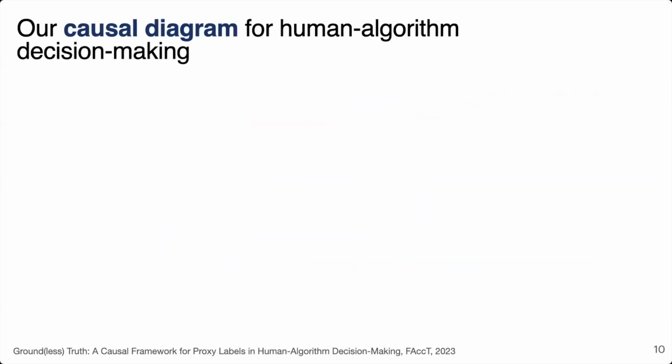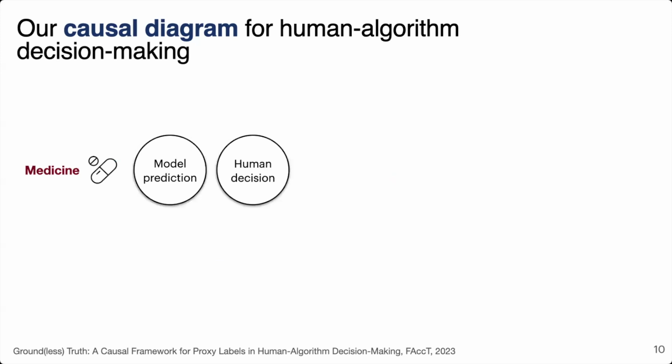So this is a causal diagram for thinking about the human algorithm decision-making process, and also for different biases that impact proxy labels. I'll introduce this framework in an example in which we're introducing a model to predict heart attack outcomes. In this setting, let's suppose that we have a physician who is making a decision, such as which medicine to prescribe, that's being informed by an algorithm, as well as a model prediction. Together, these two factors make for a joint human model decision.